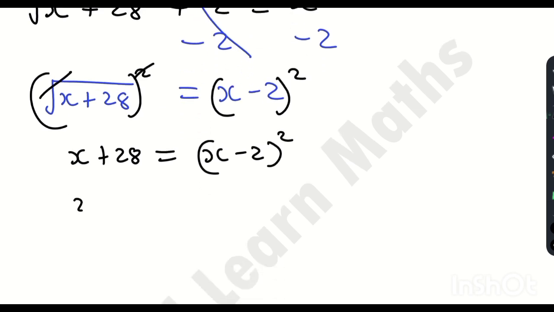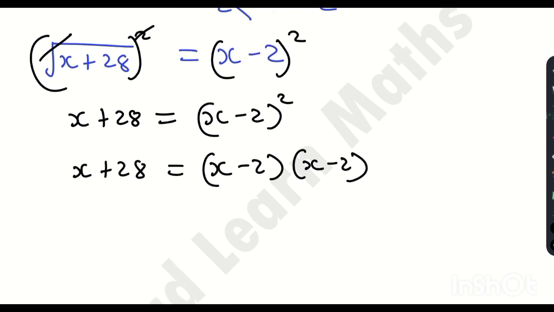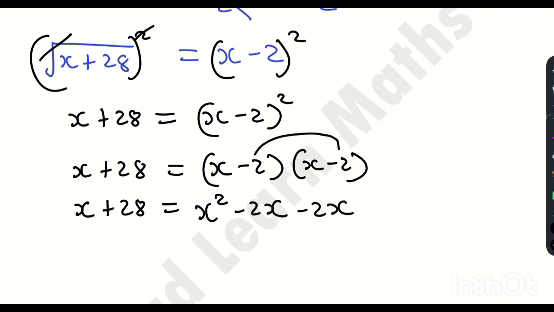So we are going to rewrite this like this. x plus 28 is equal to x minus 2 in bracket and then x minus 2 again because of the square here. All right, let's move on. So I'm going to have x plus 28 is equal to, let's expand this, x times x is x squared, x times negative 2 is negative 2x, and then let's come to this term. Negative 2 times x is negative 2x, and negative 2 times negative 2 is plus 4.